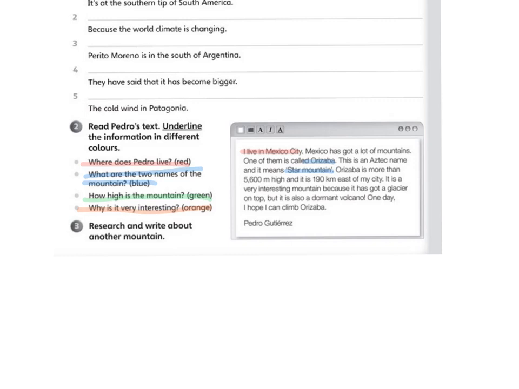Now the green one. How high is the mountain? It's this one, right? It's too easy. And why is it very interesting? It is a very interesting mountain because it has got a glacier on top. But it is also a dormant volcano. Yes? So, now it says research and write about another mountain. This thing over here, we're going to do it in the blog of the Superminds platform, okay?